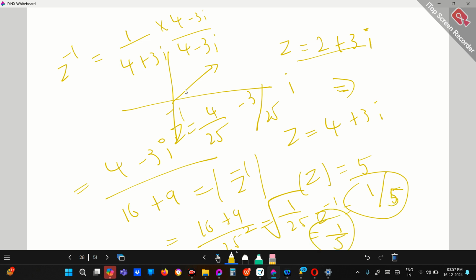The angle will be the same, it seems. The angle will be the same: cos theta minus i sin theta. What is the geometrical meaning of that? It means it is a conjugate, so cos theta will be the same and sin theta will just be negative. Cool.